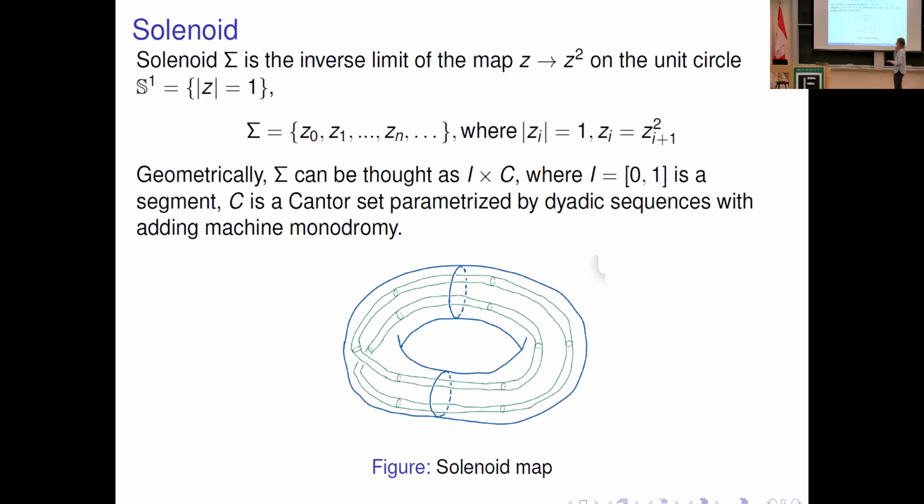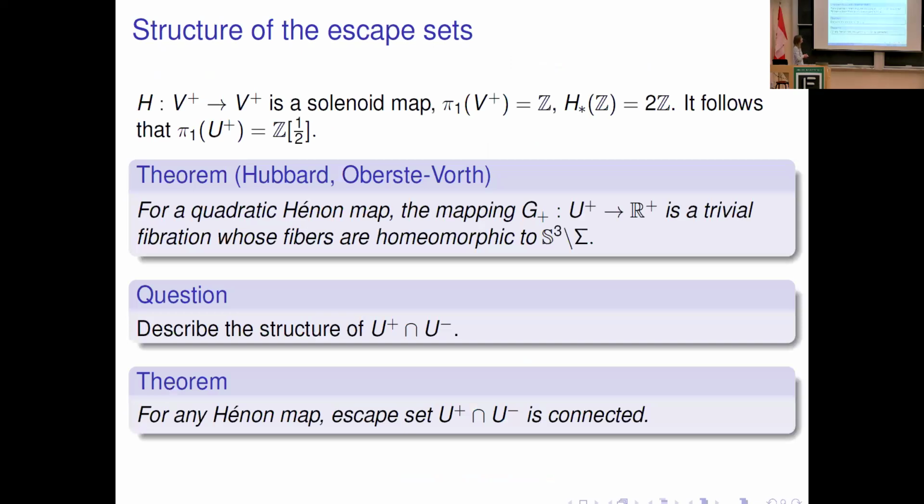So solenoids appear at every place for complex Henon maps. Let's see an example of the theorem by Hubbard and Oberste-Vorth. Hubbard and Oberste-Vorth gave a description of the set U plus, and they gave several descriptions. So I'm going to state one of them.